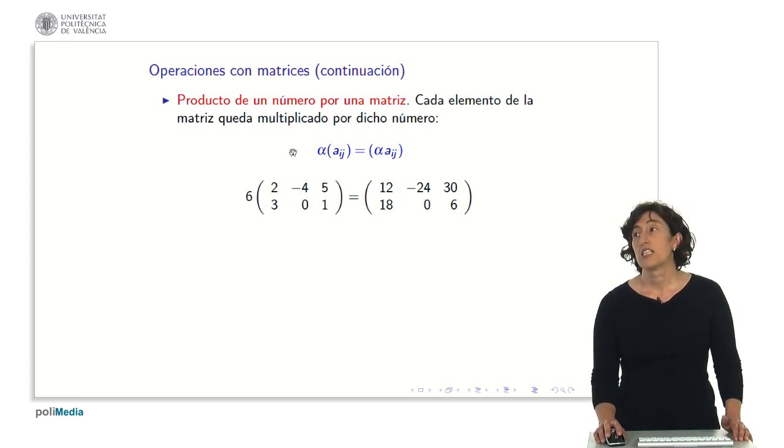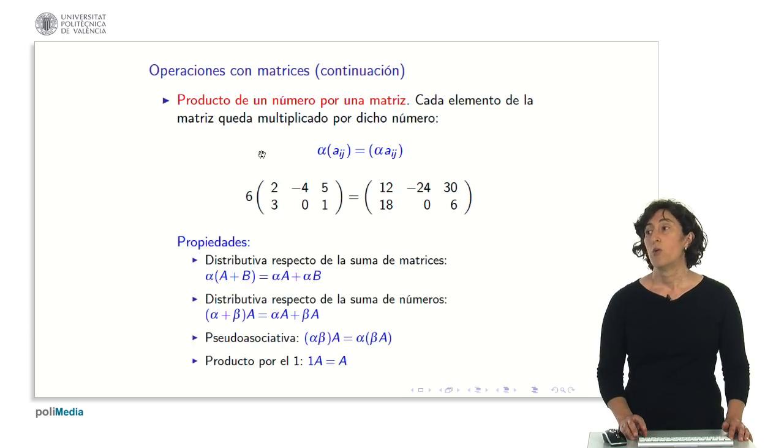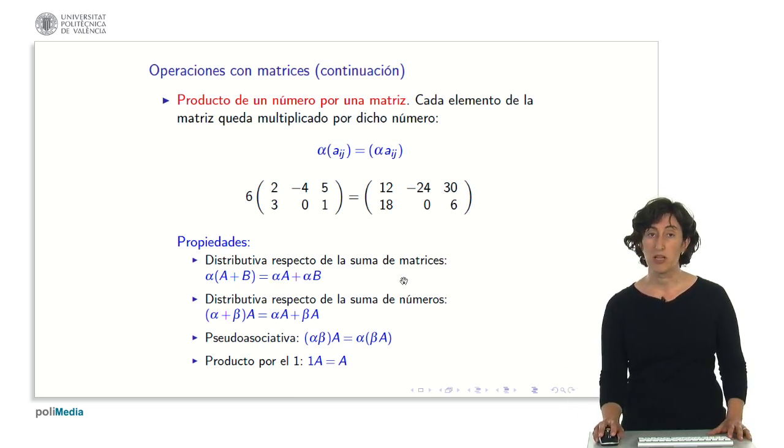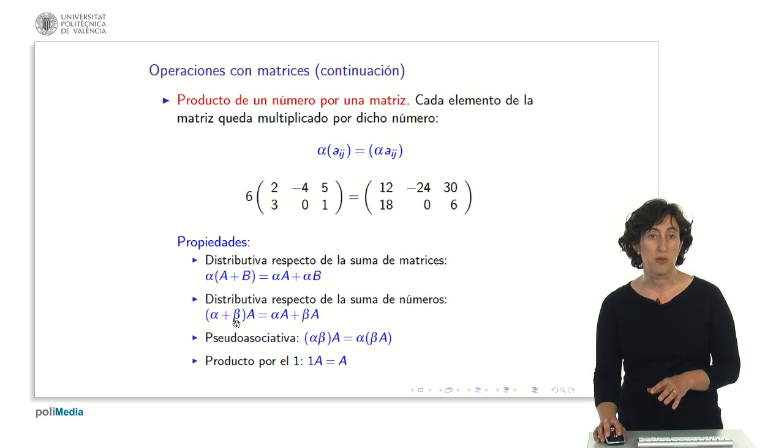Well, this is the other of the operations. The properties that it satisfies are the typical properties of the product of a number by a matrix, or by numbers in general. That is, it is distributive with respect to the sum of matrices. That is, alpha times a plus b gives me the same as first making the sum and then multiplying by alpha, or first multiplying each one of them by alpha and then adding. The typical elimination of parentheses. Also it is distributive with respect to the sum of numbers. That is, alpha plus beta times a is the same as alpha times a plus beta times a, the same elimination of parentheses. It's the same if I add the numbers first and then multiply by the matrix, or if I multiply each one of the numbers by the matrix first and then add them.